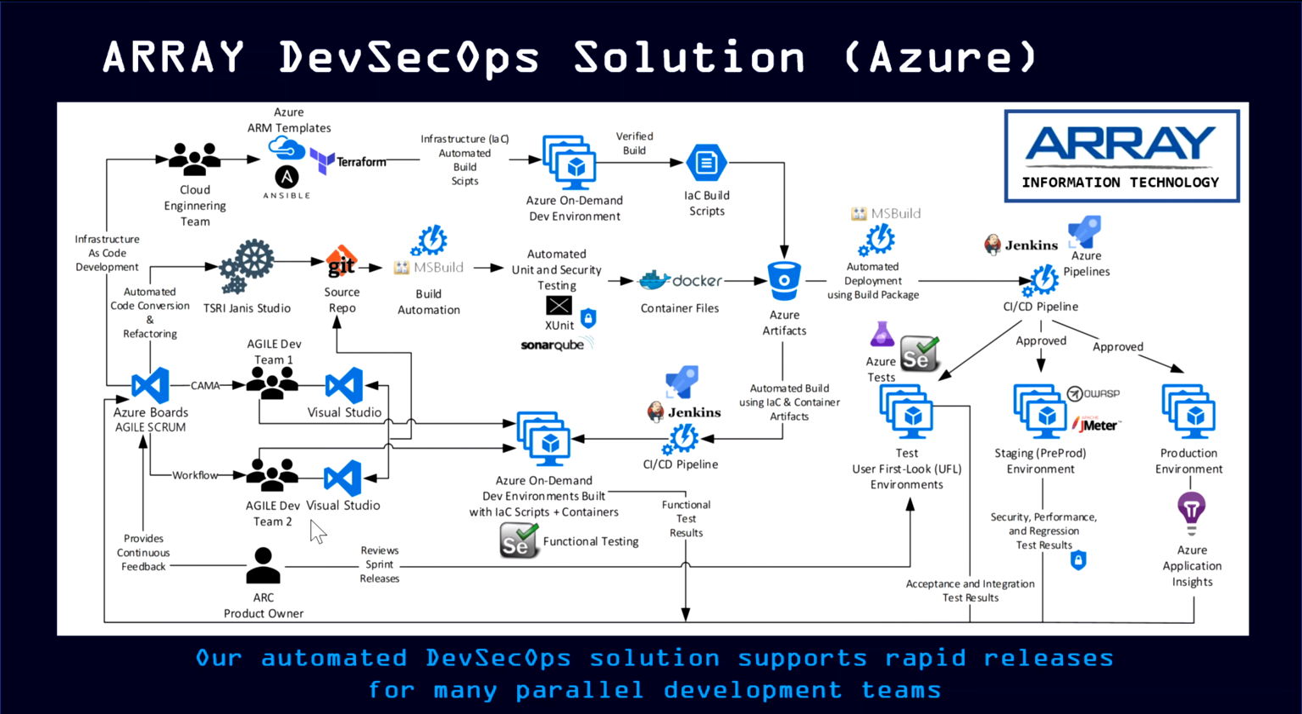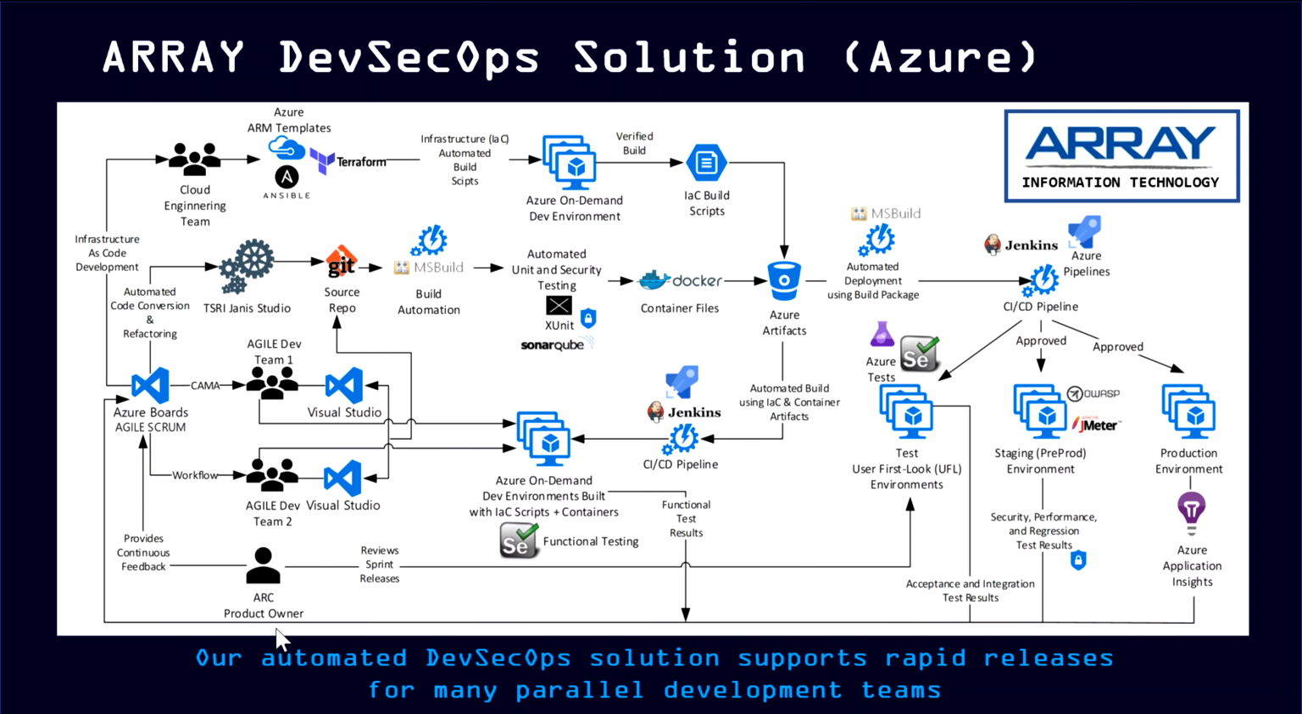I just wanted to mention that, as I recall this project, you're showing two development teams, and there's a number of teams here. Let's just review them. At the top is a cloud engineering team doing your infrastructure as code. Then you have your TSRI Janus Studio team converting the legacy code into modern C# code, and that goes into the Git source repository. Then you have two development teams, but in reality, there are many development teams on this project. There could be up to 7, I believe, in the development alone. And then at the very bottom is the product owner.